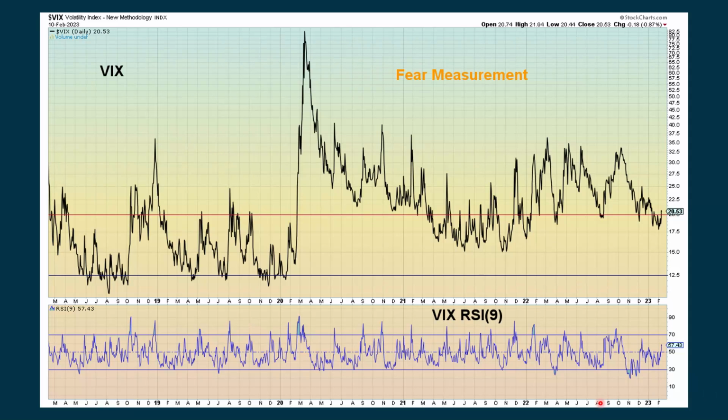The first chart is a VIX chart. On the bottom, there's a VIX RSI 9. And what we really pay attention to is when we go down below 30 or up above 70. Currently, we're not showing any kind of an extreme reading. We are a little above 50 and advancing, which means that the VIX has been going up, but it's still giving a very low reading overall.